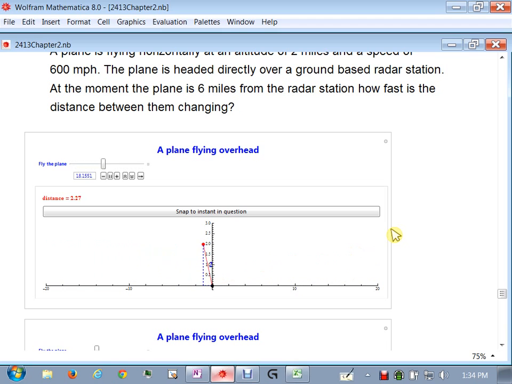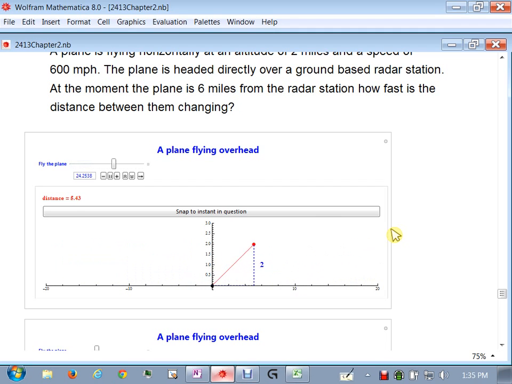And I want to know, let's see, at the moment the plane is 6 miles from the radar station. So what distance am I talking about, 6 miles from the radar station? It's from the dot to where? 6 miles to the radar station. Where's the radar station? On the ground. So I'm talking about the hypotenuse of this triangle, right? I'm not talking about 6 miles being its shadow on the ground to the radar station. It's the actual hypotenuse. That's one of the mistakes that students will make. They'll say, oh, 6 miles from the radar station, that means 6 miles on the ground. No, it's this one. Make sense?